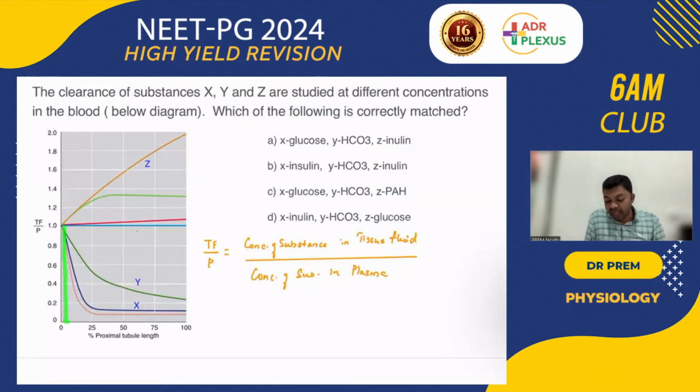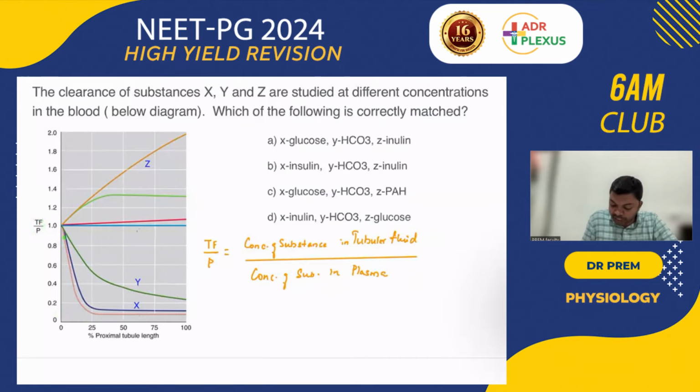As the proximal tubular length increases, if you consider what is happening in the proximal tubule, there is going to be a drop in the fluid substance. There is a small change here: TF refers to tubular fluid, guys. Please make a change here. It is not tissue, it is tubular fluid. So there is going to be a drop in tubular fluid levels and the plasma concentration rises, which is why the ratio becomes lesser and lesser, right?